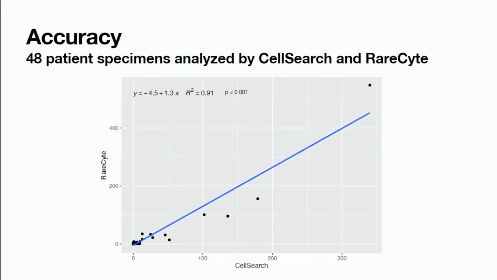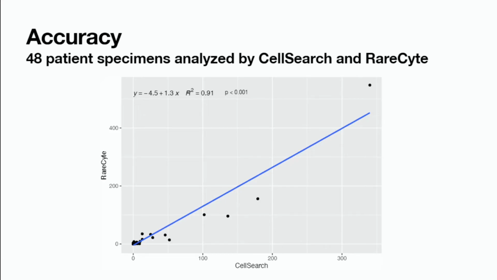Which brings us to the accuracy part of the study. We had 48 patient subjects who had duplicate blood draws. One blood draw was run using the predicate method, the CellSearch assay, and the other tube of blood was run using the rare site assay. And this is what the data look like altogether.